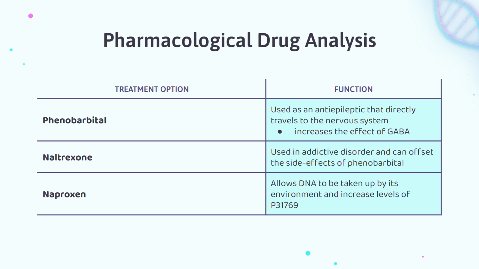Now, in order to upregulate P31769, naproxen can be used because it allows DNA to be taken up by its environment and increases the levels of this gene. This is another step to bringing the genetic levels closer to normal.